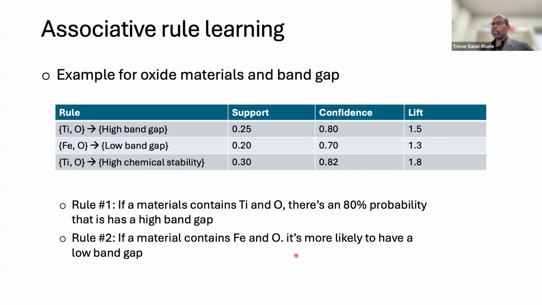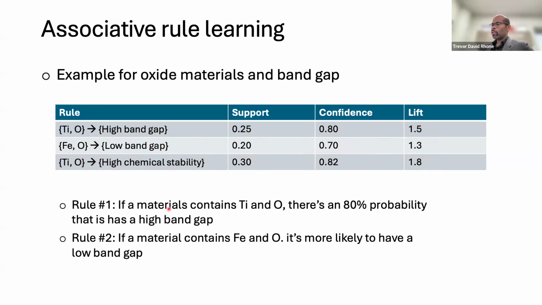So this is dummy data, but here are another three examples. If your item set has titanium and oxygen, then you might have the rule saying that it has a high band gap with this support, this confidence, and this lift. And iron and oxygen maybe tends to have a low band gap, given the support, confidence, and lift. Okay, confidence is how many times it occurs in the data set. And titanium and oxygen maybe has high chemical stability with this much confidence and support.